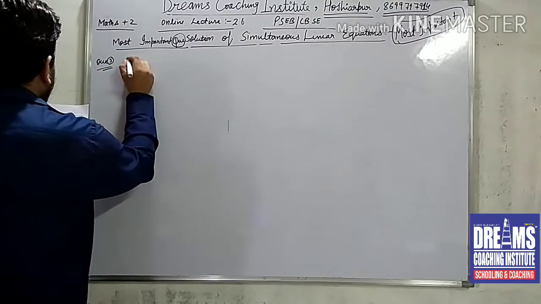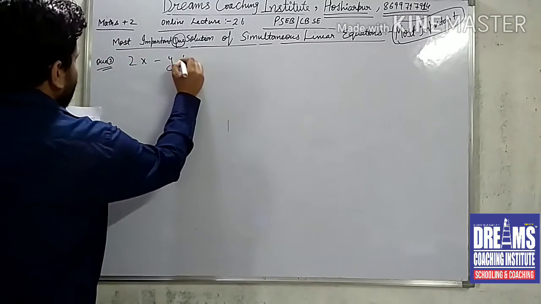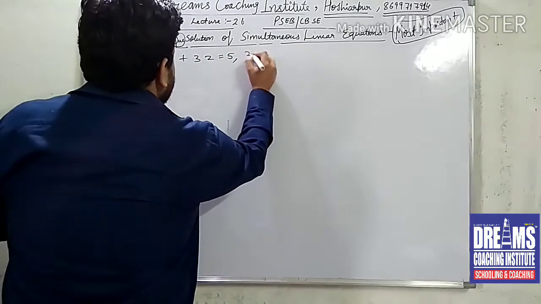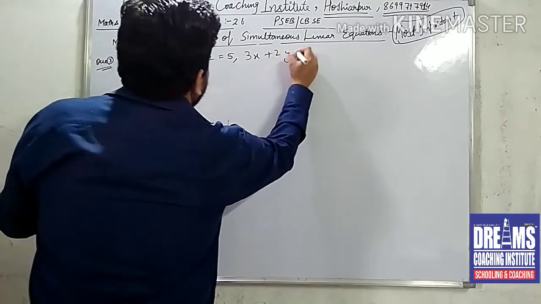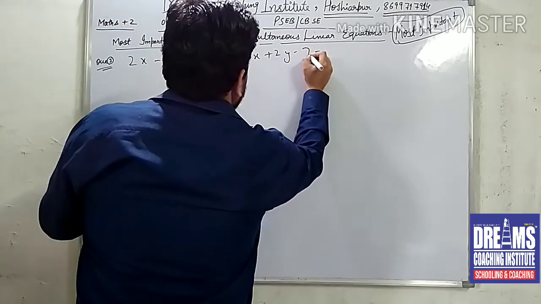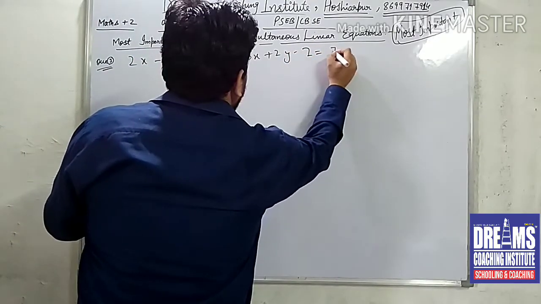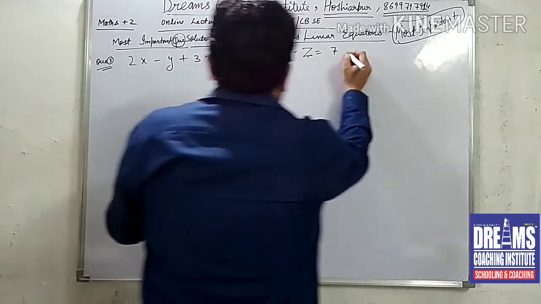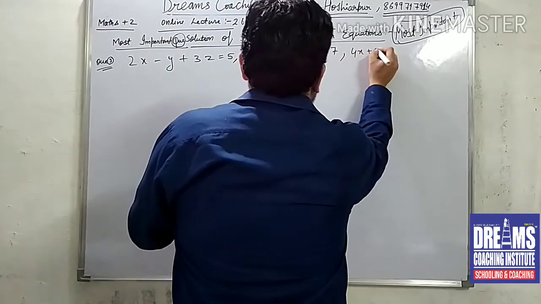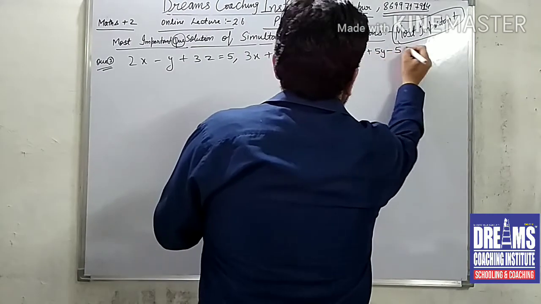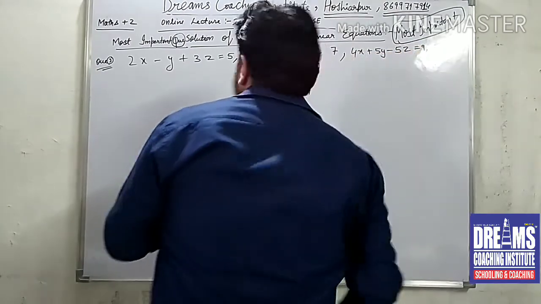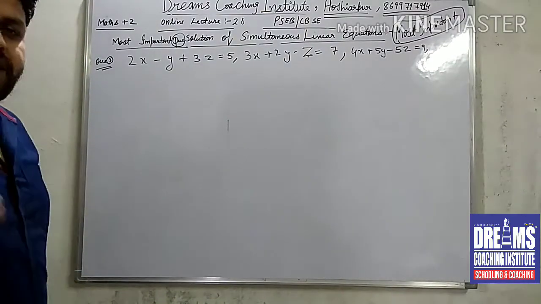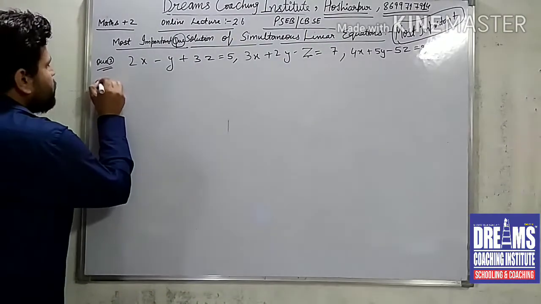So the equations are 2x minus y plus 3z equals 5. The second equation is 3x plus 2y minus z equals 7. Then 4x plus 5y minus 5z equals 9. Also find the solution. One is to prove that it is consistent, and second is to find the solution also.